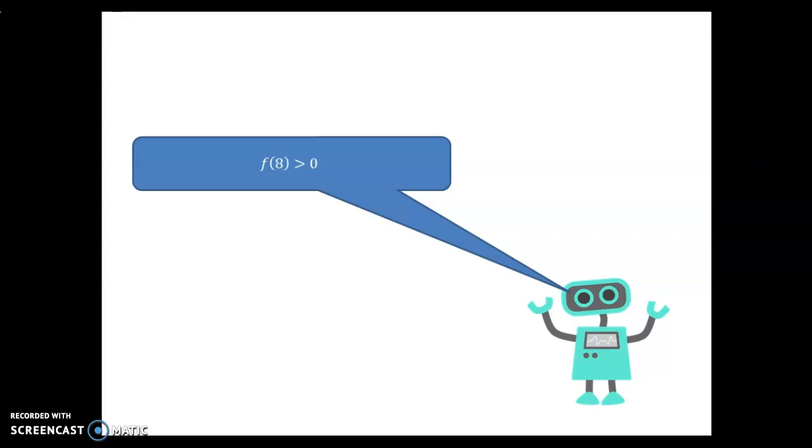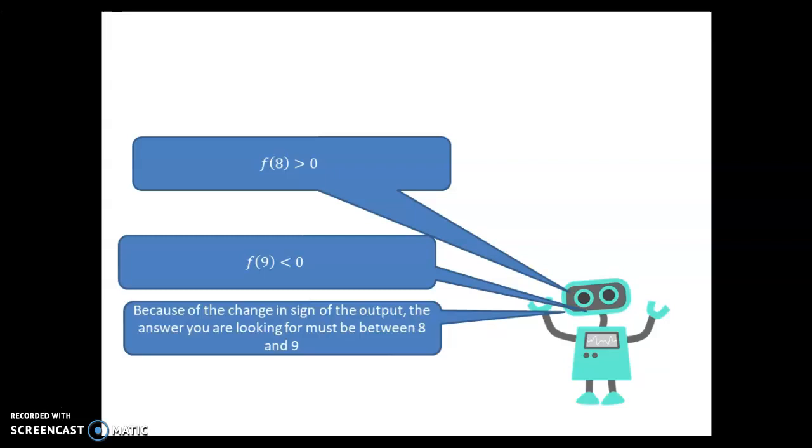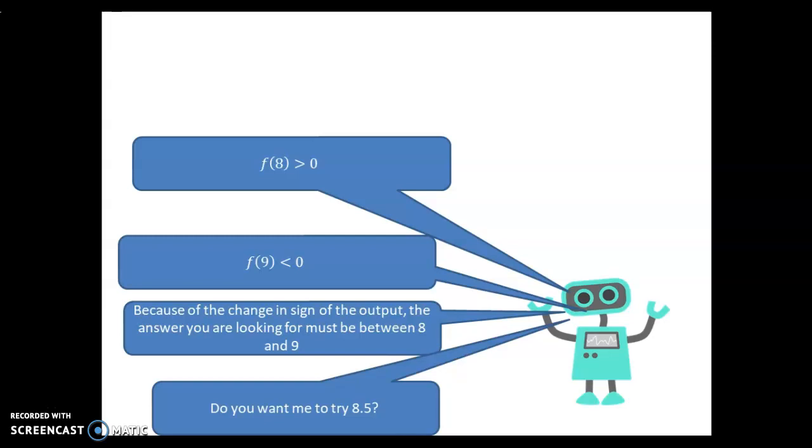So our calculator or computer might be able to conclude this: f of 8 was bigger than 0, and f of 9 was less than 0. The important thing for this lesson is that, because of the change in sign of the output, it must be the case that the answer we're looking for is between 8 and 9. The robot can say, do you want me to try 8.5? And he could try 8.5, and we could just repeat this process over and over. 8.5 is not the root either, but it would allow us to narrow the interval in which the root lies.